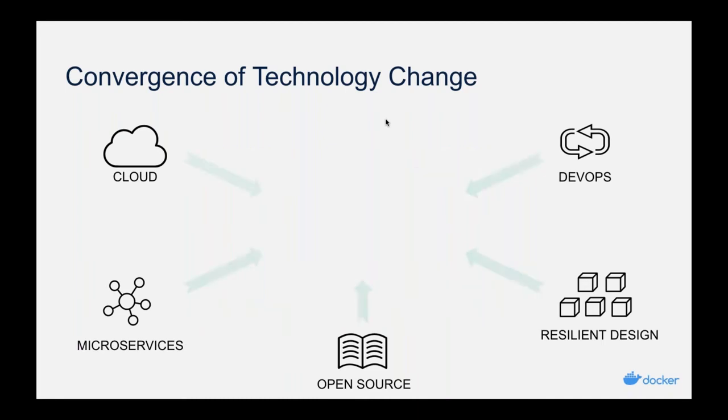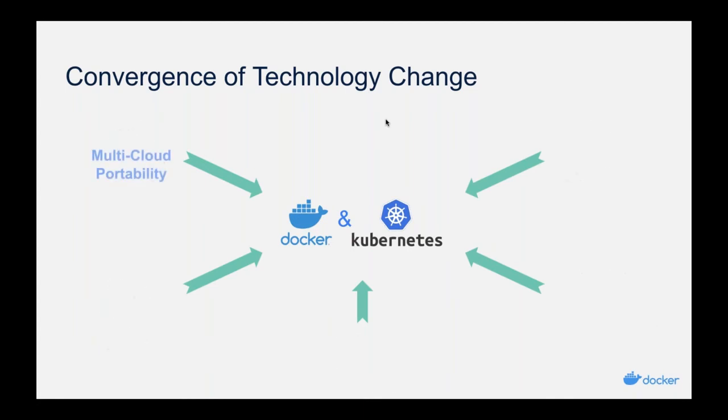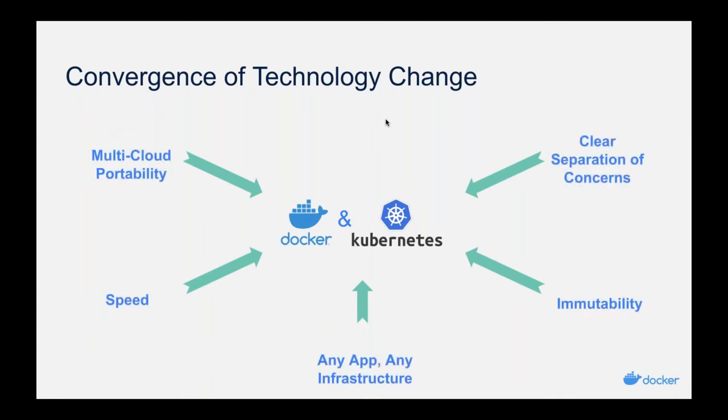The good news is that all of these technology shifts are addressed by Docker and Kubernetes. The benefit of Docker containers and Kubernetes orchestration is you get multi-cloud portability. You have the speed of containers and how fast a single microservice can be installed, deployed, run, and restarted. You have that flexibility of running any type of app and infrastructure because these are both widely adopted open source technologies.